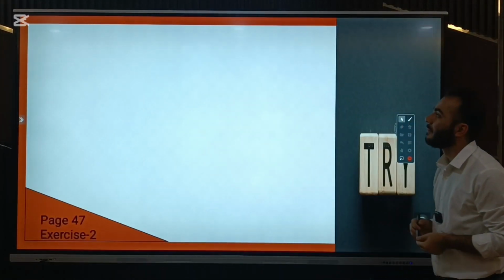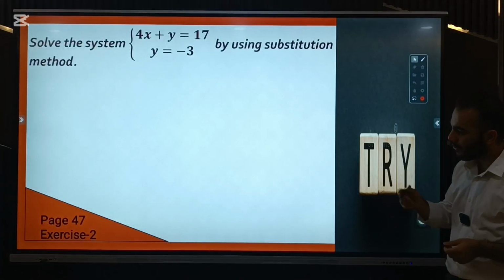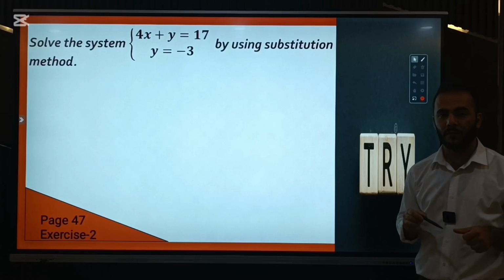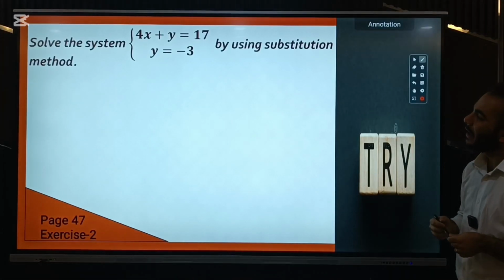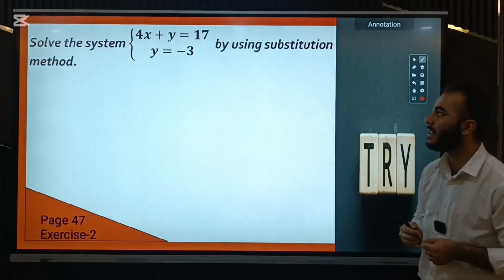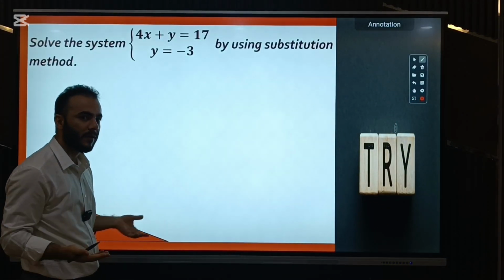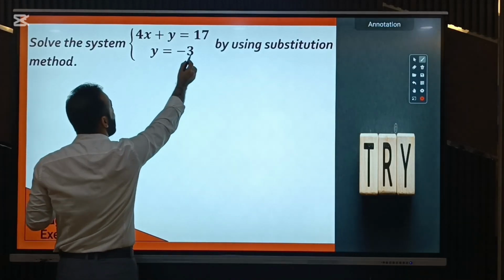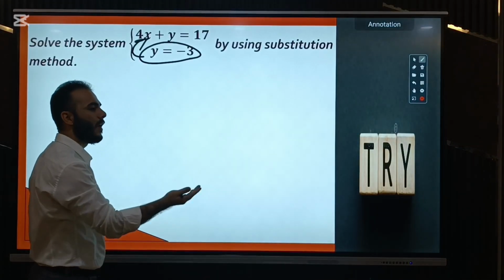The next question, let's see whether we have it. Yes, try this example. I mean, page 47, exercise 2. Page 47 of your book, exercise 2. I just wrote this example, that beautiful example. Again, 4x plus y equals 17 and y equals -3. So again, the value of one of the variables is given. Perfect. We are going to substitute it into the other equation and get the value of the other variable.